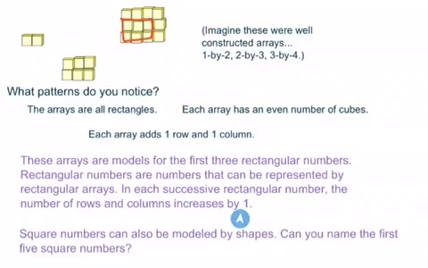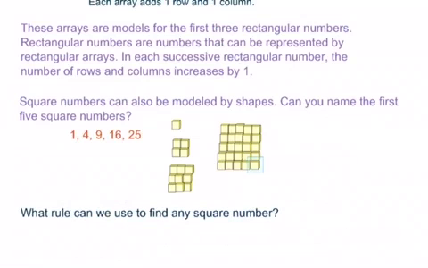It's like a rule. So square numbers can also be modeled by shapes. Can you name the first 5 square numbers? Not rectangular ones, but square ones. Think about that, write down your thoughts on that, and then come back.